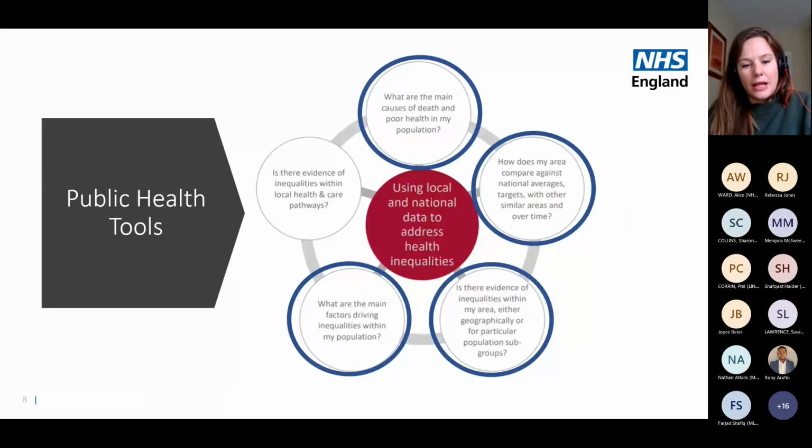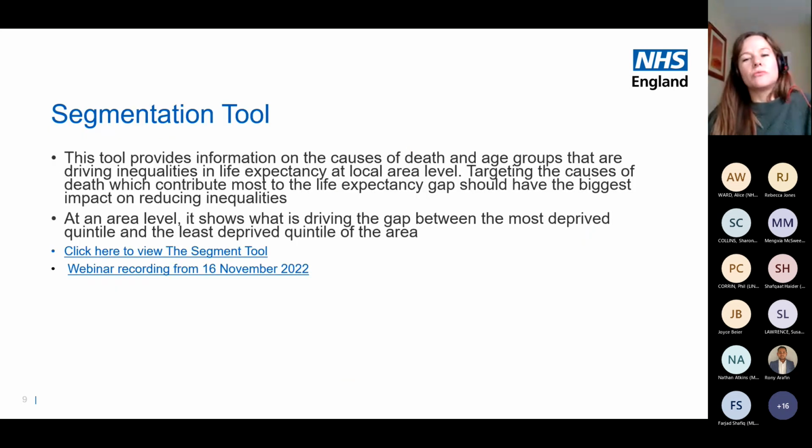So I'm going to attempt to do just as good a job at timekeeping and do a bit of a whistle-stop tour through 4 different public health tools, which focus mainly on answering these types of questions circled in blue here. I'm not going to be able to give you a full demo of each tool, so I am just going to zone in on what I think are the unique selling points for these particular tools.